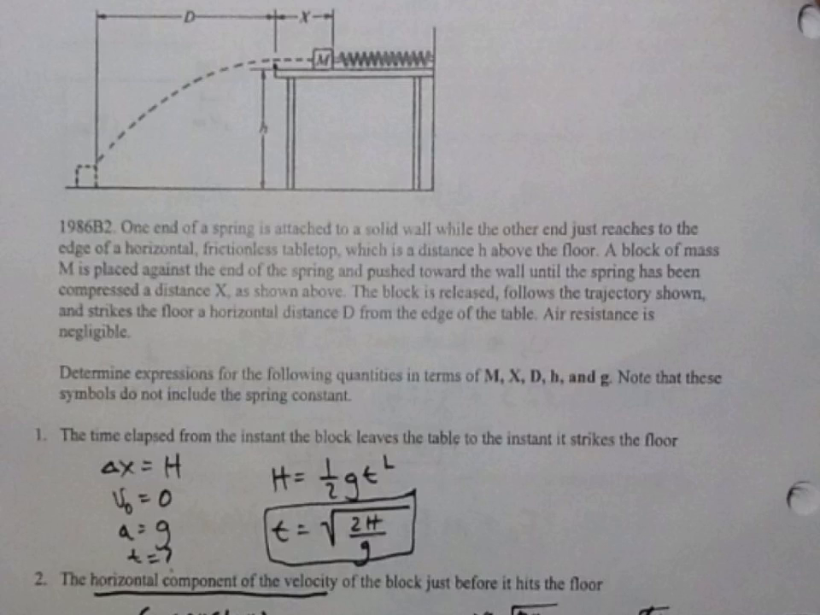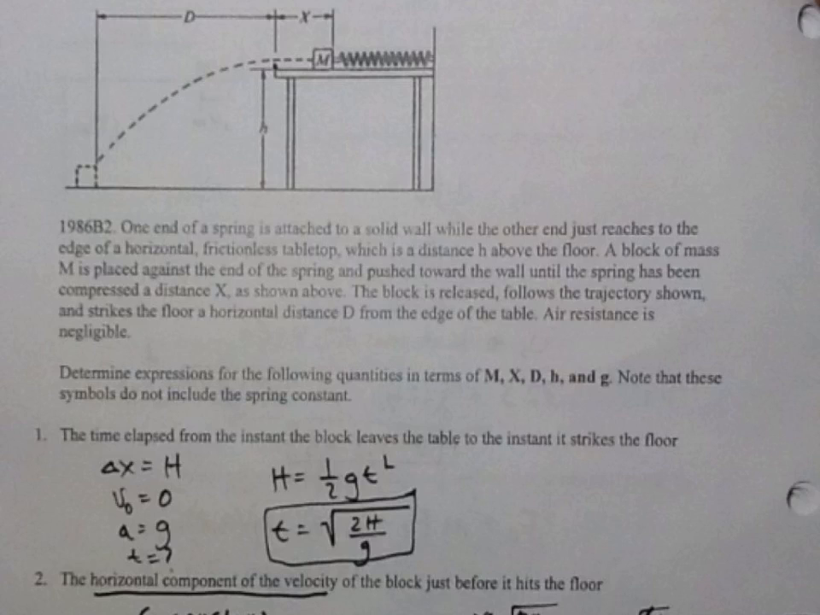So for number one, the time elapsed from the instant the block leaves the table to the instant it strikes the floor. Again, we want to know the time, essentially how long it's in the air, from when it leaves the table to when it strikes the floor. So that's essentially a projectile motion problem, so we've got to think of that. Well, what does the time in air depend on? It only depends on the vertical component.